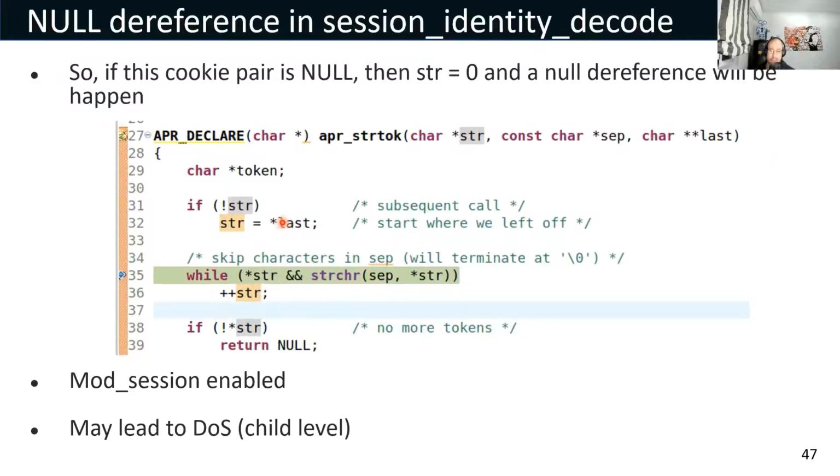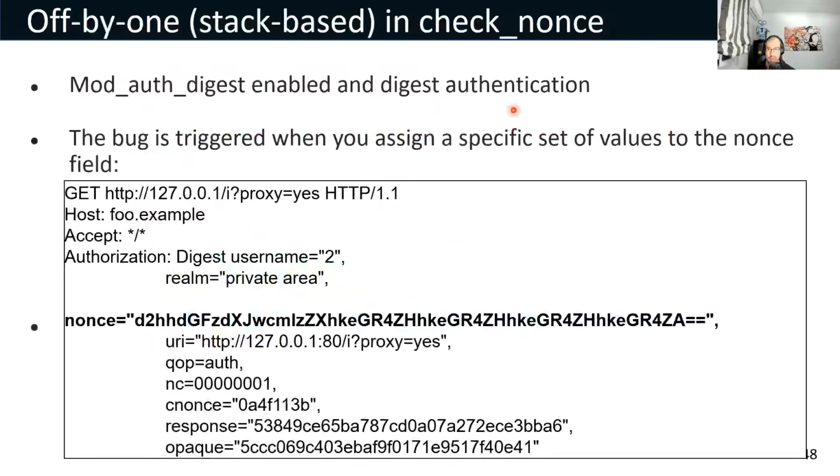So if this argument is null, we will trigger a null dereference bug. In order to exploit this bug, mod session needs to be enabled, and this vulnerability can lead to a denial of service at the child level, affecting the other threads in the same process.